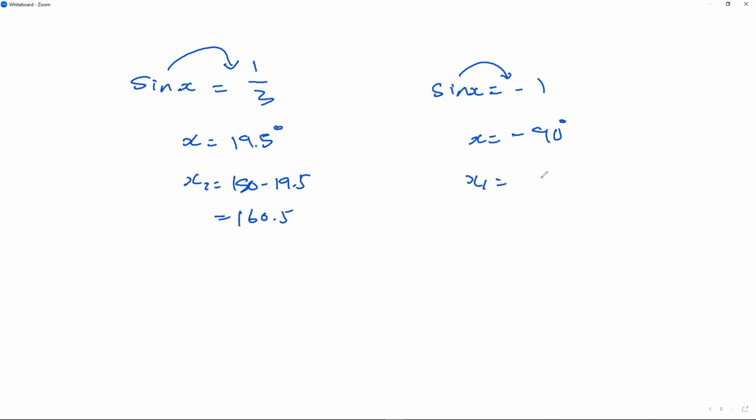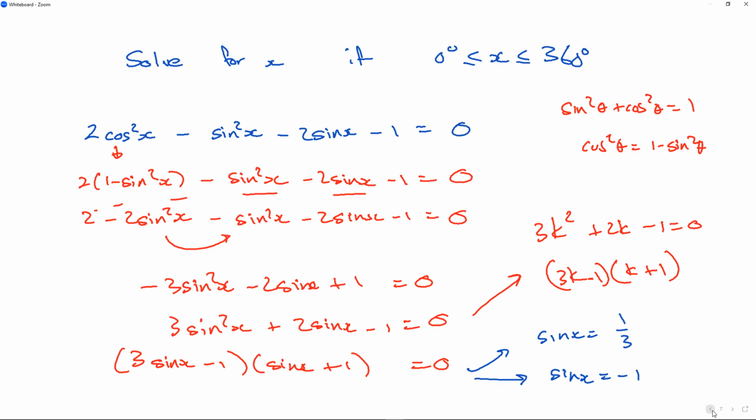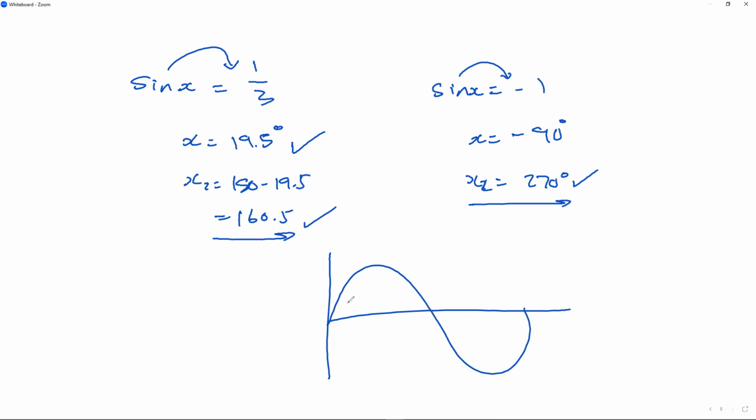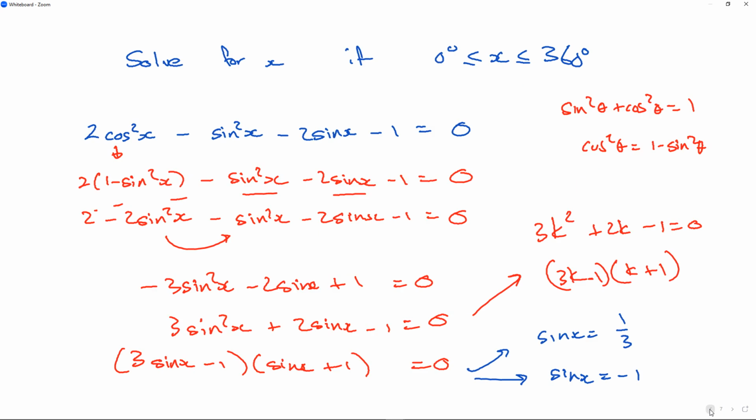And the second solution here would be 180 minus negative 90, that'll be 270 degrees, because minus minus is plus. So it'll be 270. And going back to the restriction that we have to provide between 0 and 360, so far that's allowed, and that's allowed as well. Do we have any other possible solutions that we can possibly think about? Maybe I got 19.5. If I do a quick sketch, 160.5 looks like it's over there, and it must be between 0 degrees and 360 degrees.